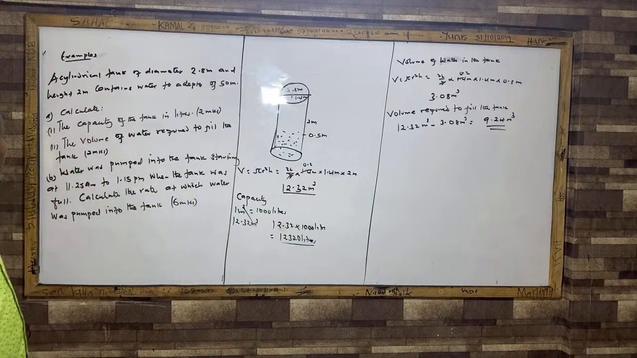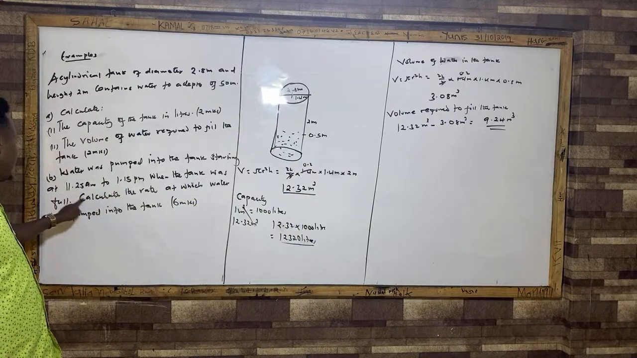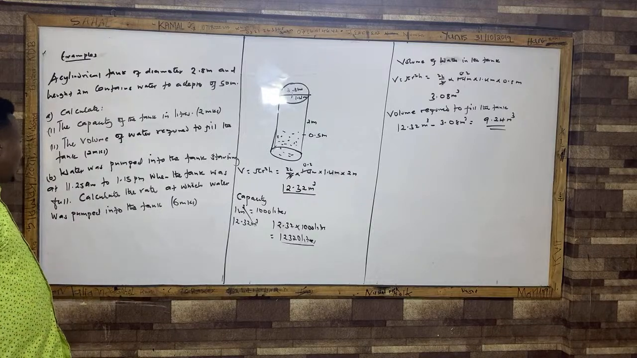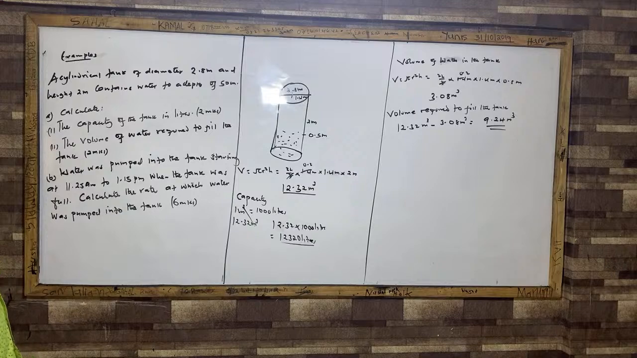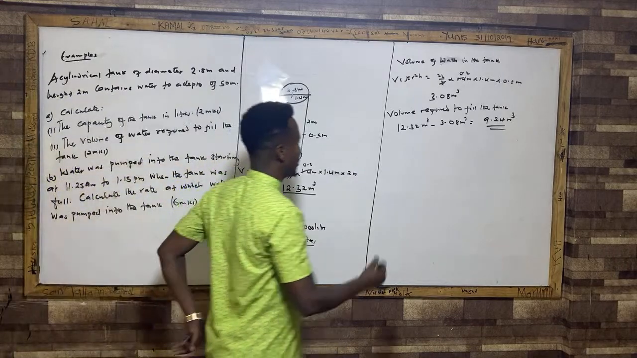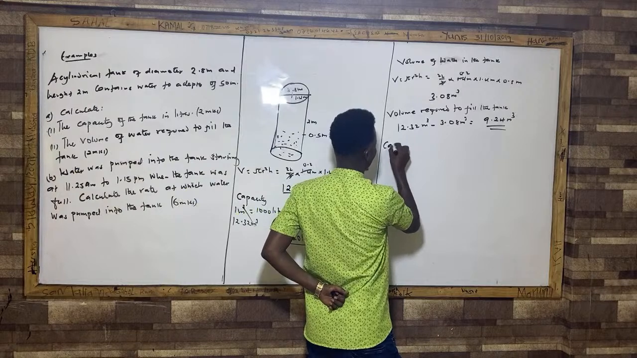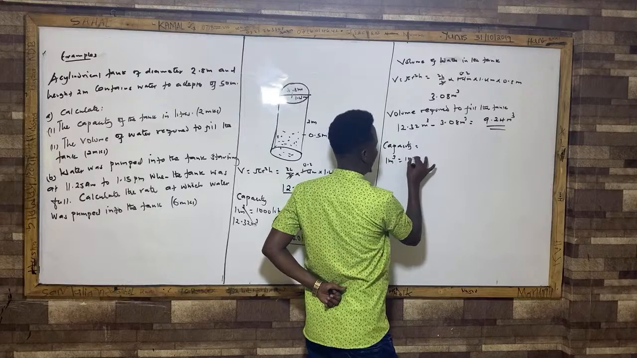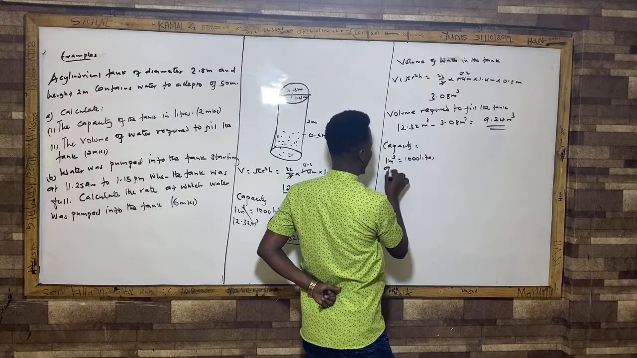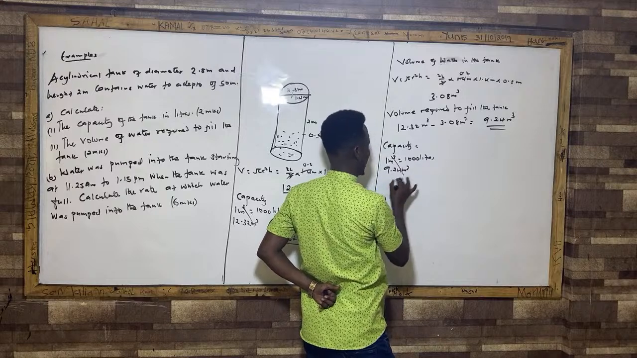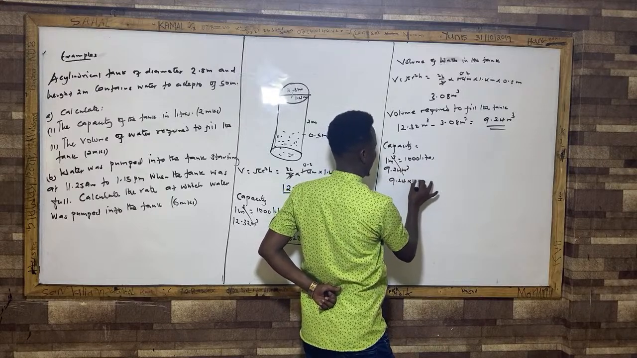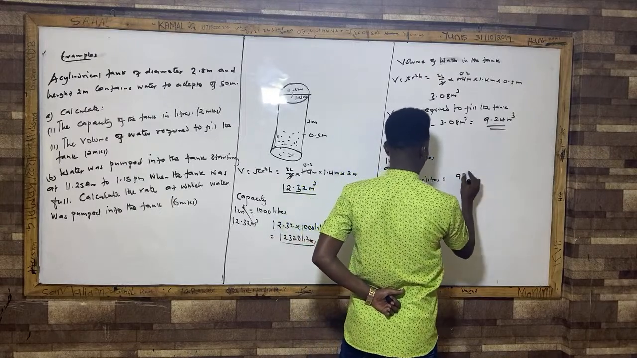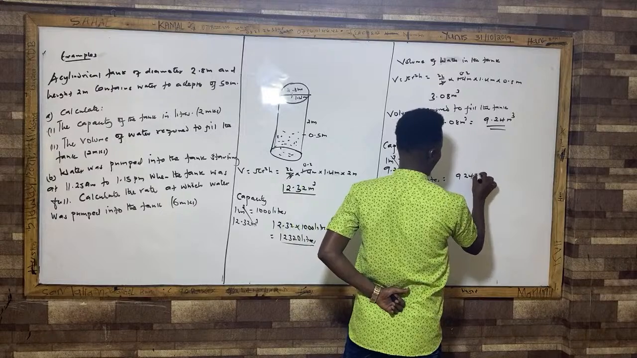But the rate of pumping, we need to get the rate. What have they said? Calculate the rate at which water was pumped. So let me do capacity. 1 meter cubic is equal to 1,000 liters. What about 9.24 meter cubic? It's 9.24 times 1,000 liters. So this will give me 9,240 liters.